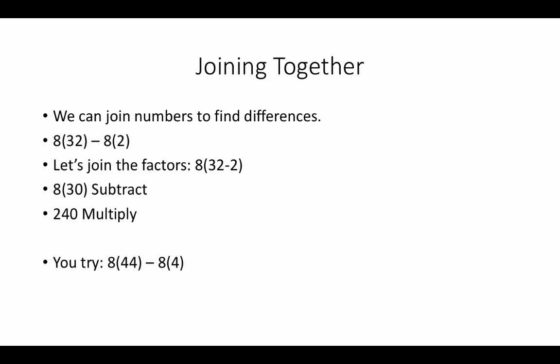Remember again, those parentheses are non-negotiables. You have to have those, or we would have 830, which is not at all what we want. 8 times 30, which is 240 when you multiply. I want you to try 8 times 44 minus 8 times 4 by following the pattern that you see above. So you're taking 2 sets of parentheses and those numbers, putting them into one set, and then subtracting and multiplying. So go ahead and pause and try that problem.